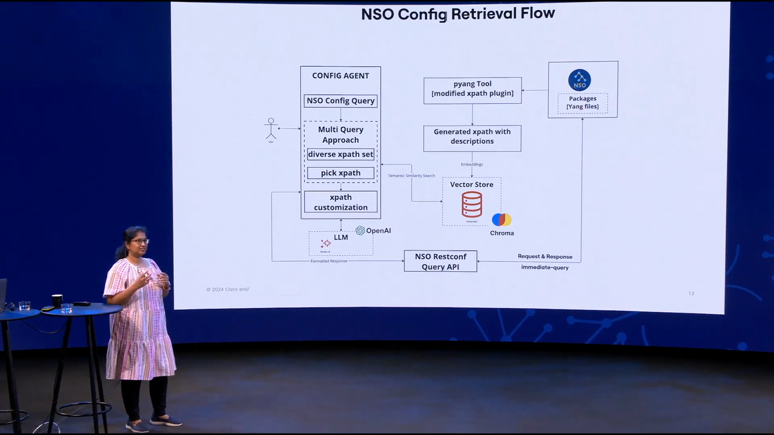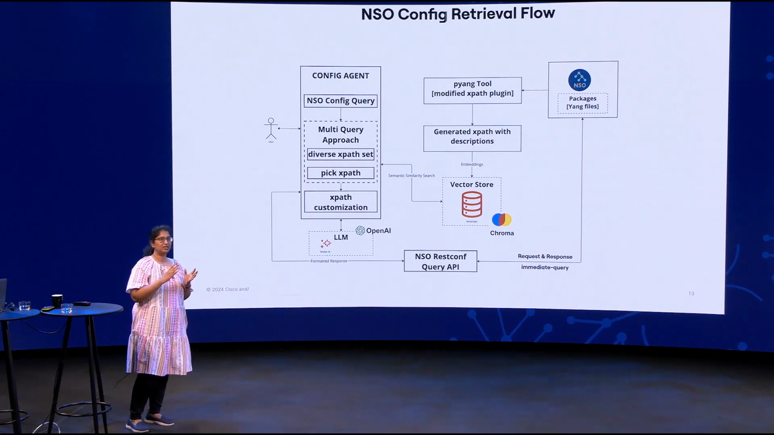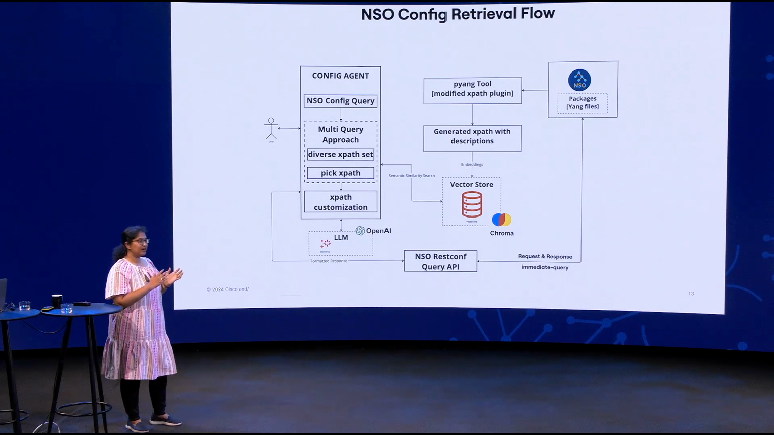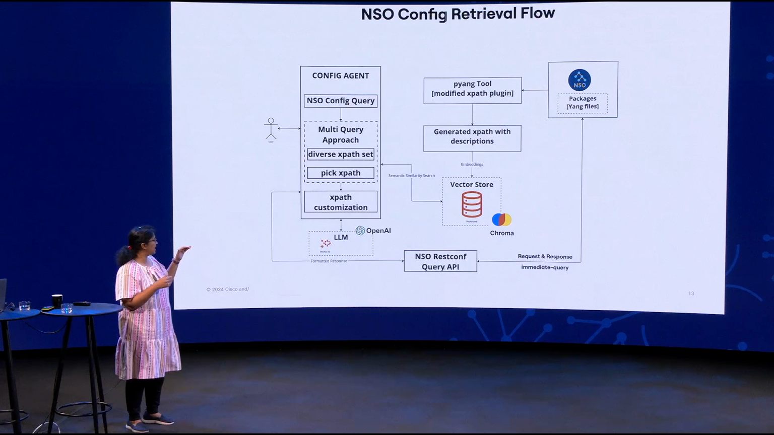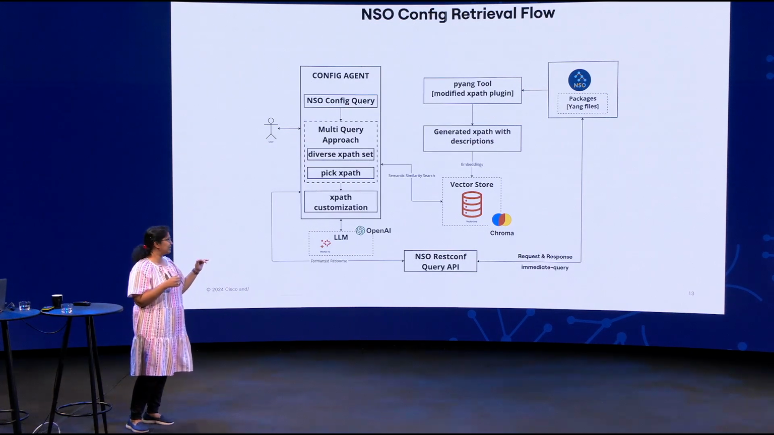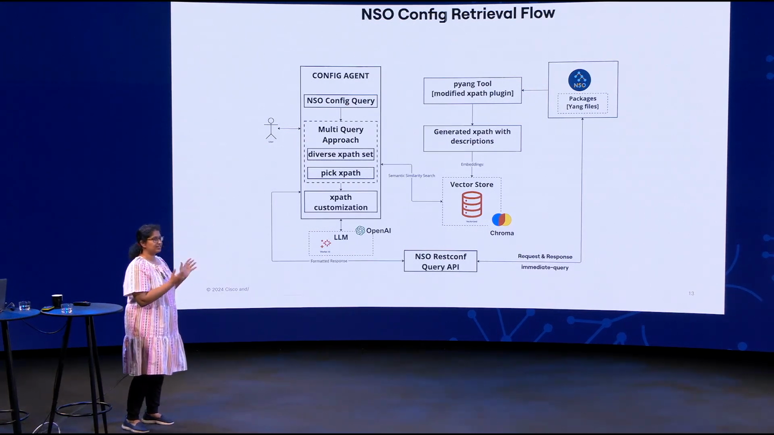How we do that is there is a tool called Pyang which we use, and there is an open source plugin which we modified and use to convert these Yangs into XPath with descriptions. These descriptions would be in natural language. We have leveraged the description field in the Yang file to create these XPaths. Each field would be represented as an XPath, and we have converted them into embeddings and store them in our vector database.